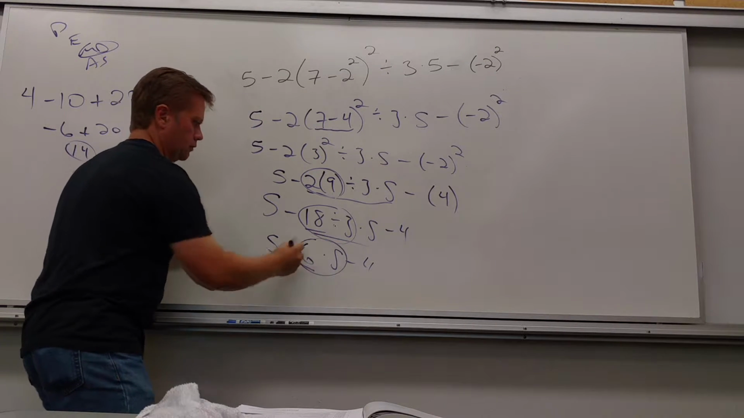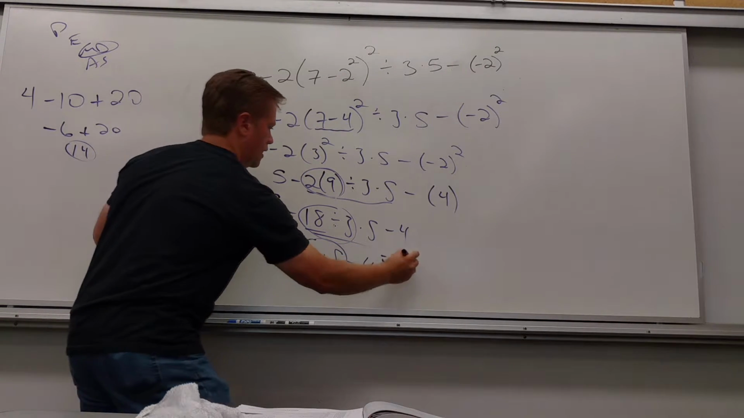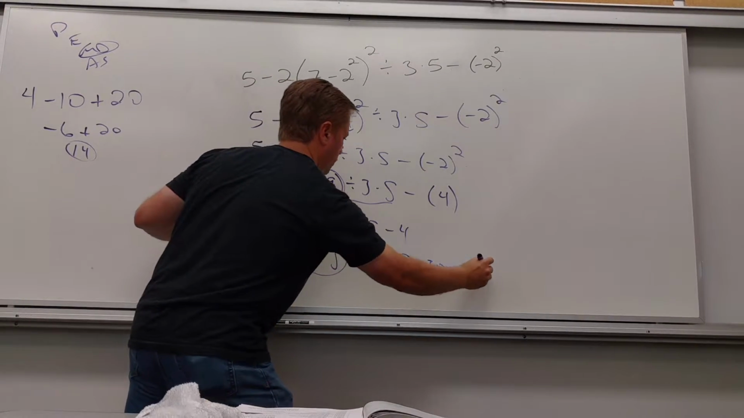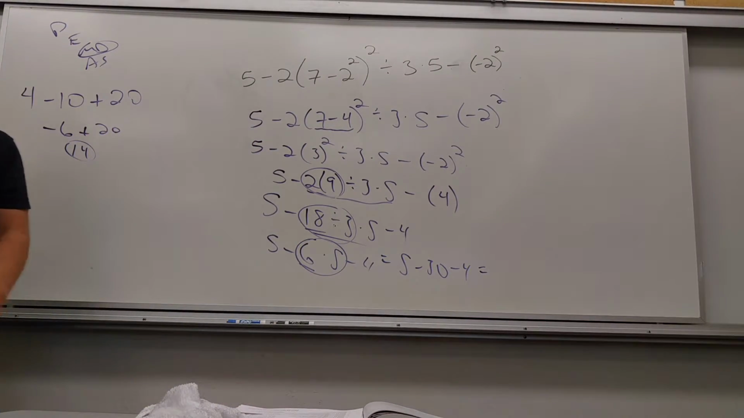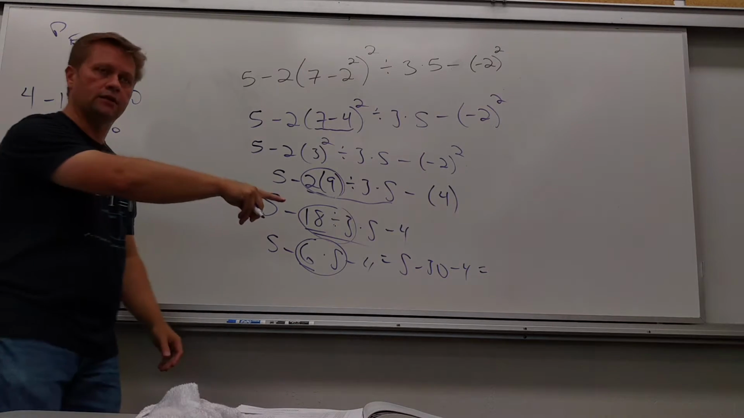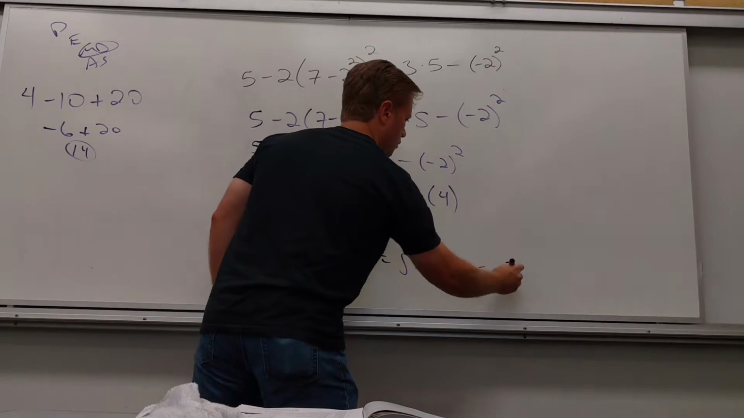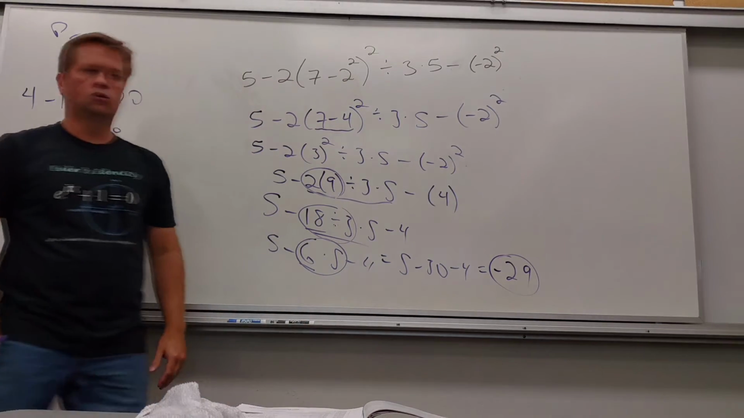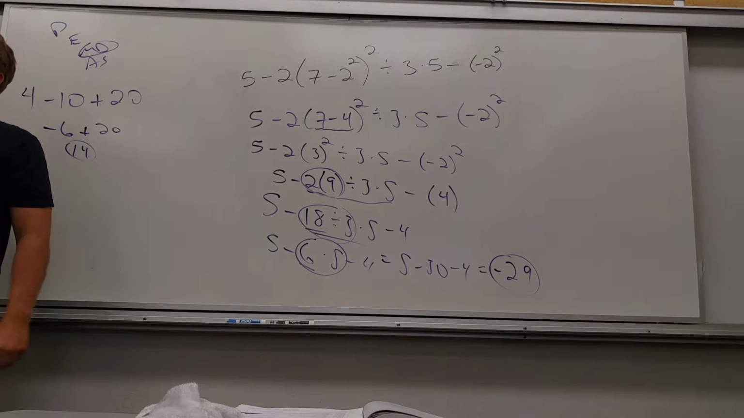Now, what do I get? Alright, so that's 5 minus 30 minus 4. What's 5 minus 30? Negative 25. Minus another 4? Negative 29. Cool.